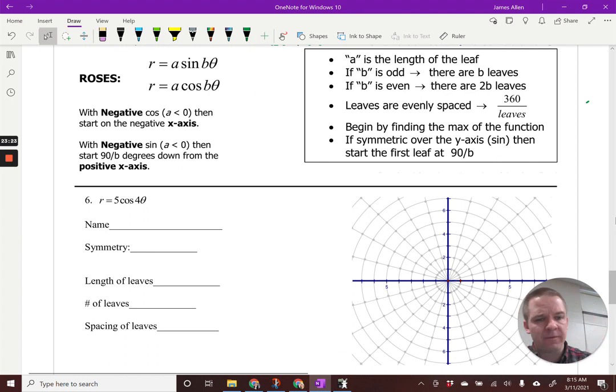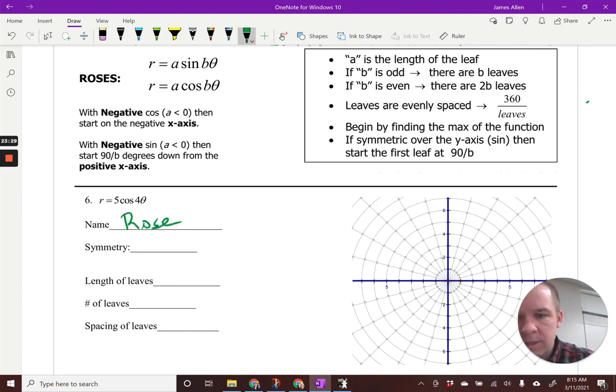All right, so I decided to go ahead and copy and paste some of the information from roses so it's easy for us to see all of it at once here. So we are dealing with a rose. Now our symmetry here, again, it's cosine, so this is going to be x-axis symmetry.